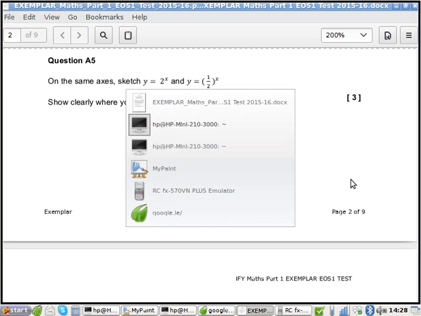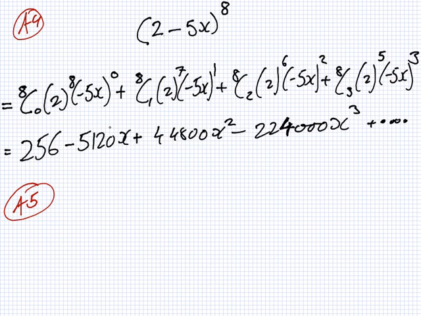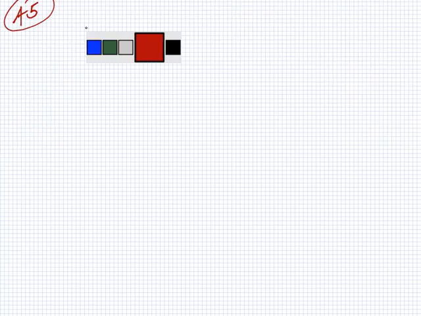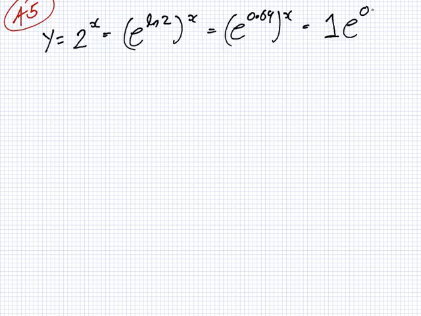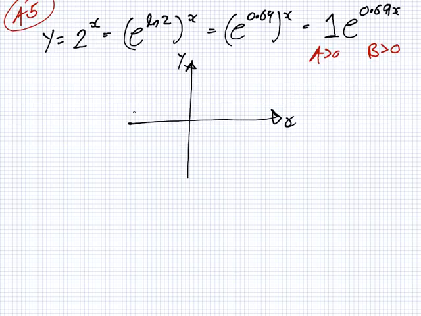Okay, let's have a look now. Right, 5 was sneaky. Watch carefully, please. y equals 2^x. This equals e^(x ln 2), which is e^(0.69x). A is positive and B is positive, and I know you know this graph. And this point here is 1.